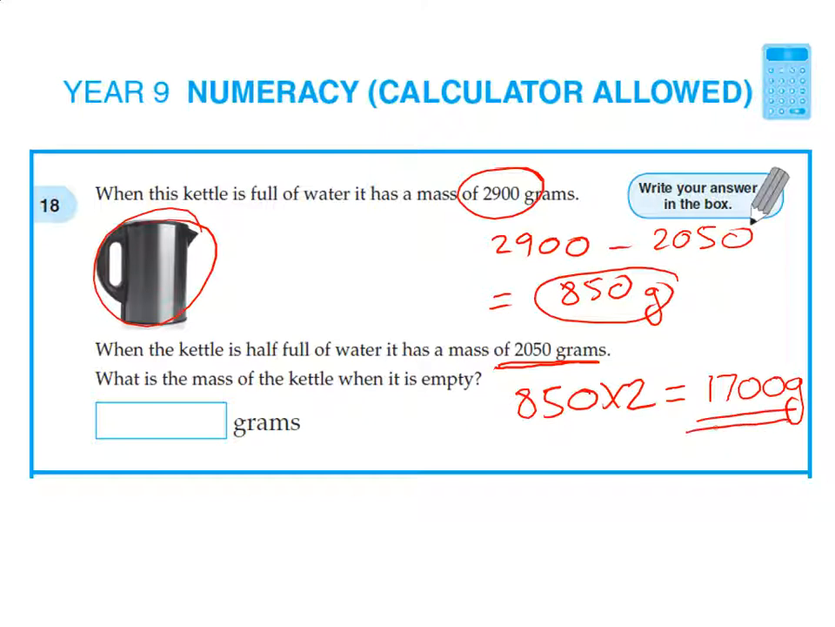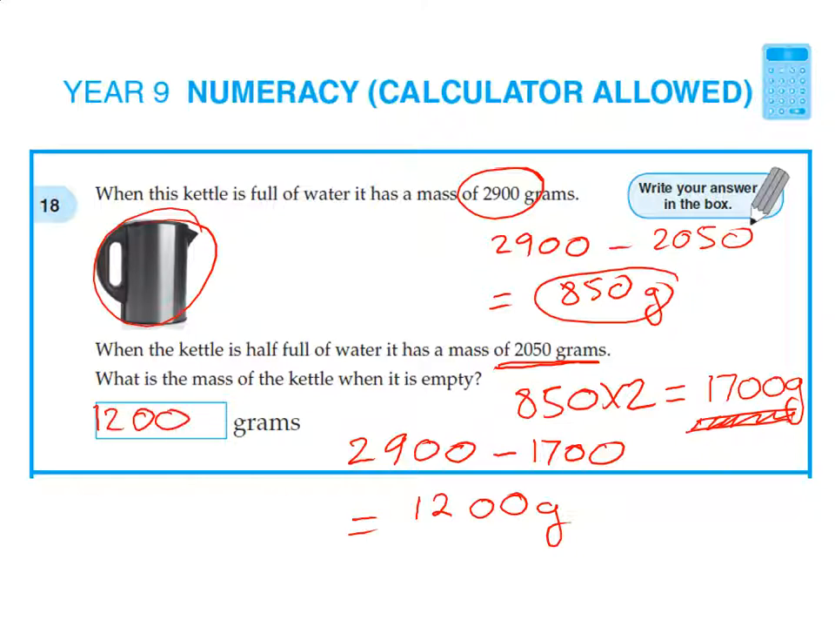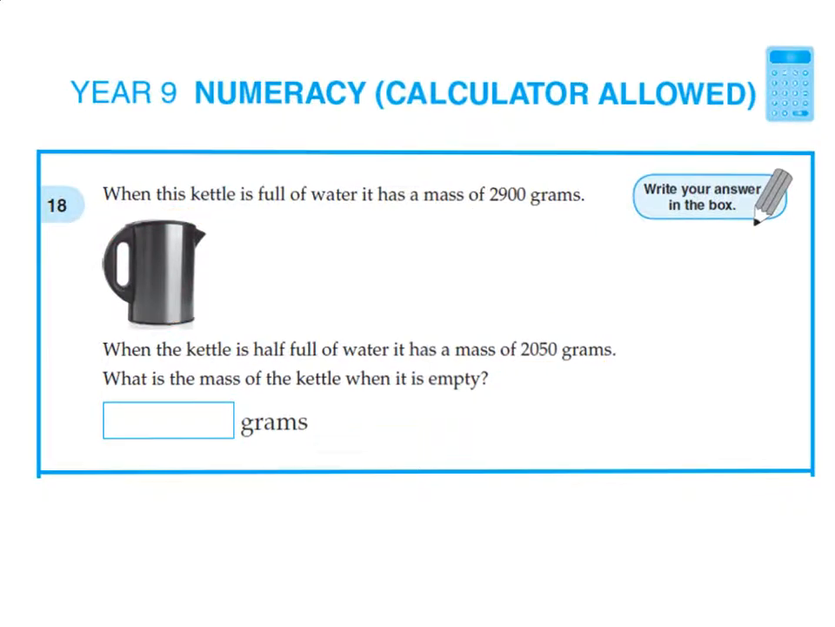That is just the weight of the water, okay. Now, the question says, what is the weight of the kettle? So all I need to do, the kettle and the water itself is 2,900, and minus 1,700. So you should get 1,200 grams. That's the answer. 1,200 grams. All right. Next one.